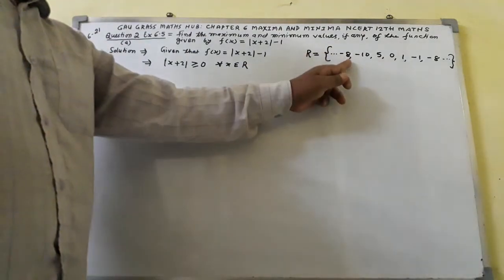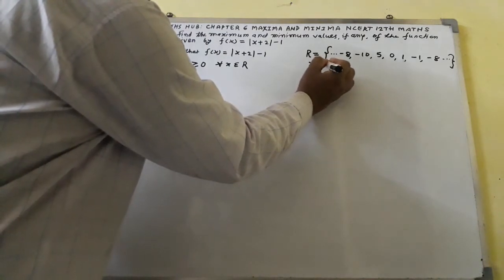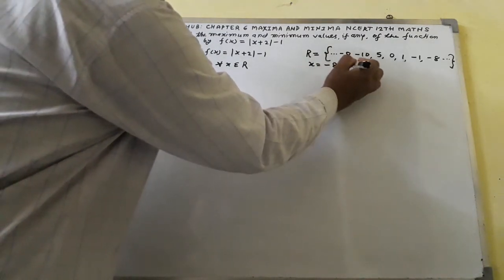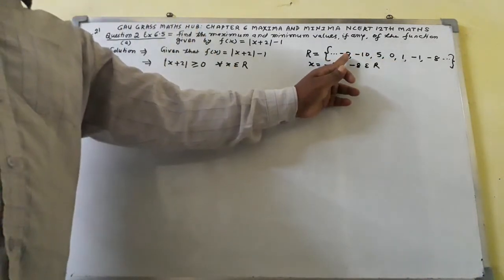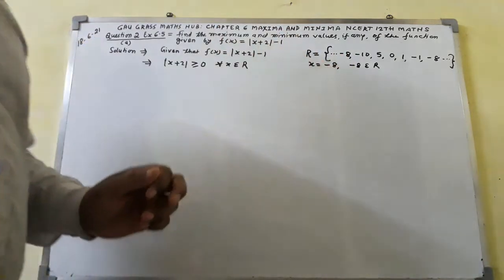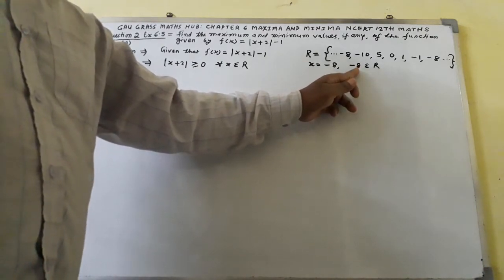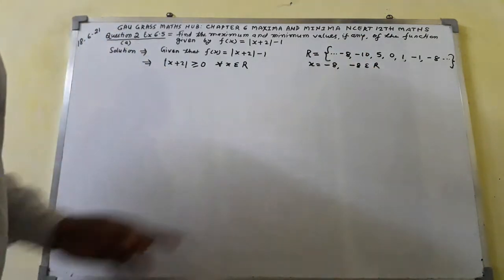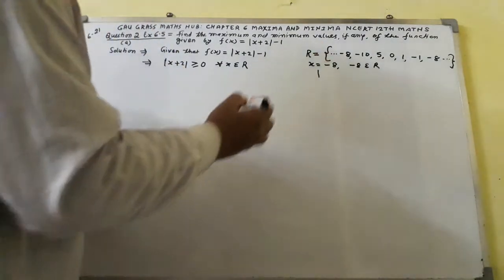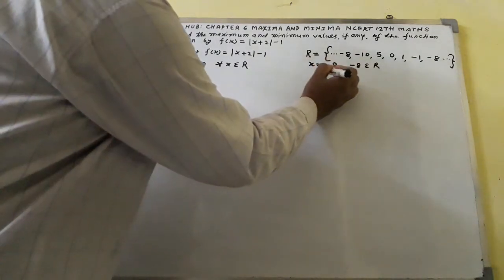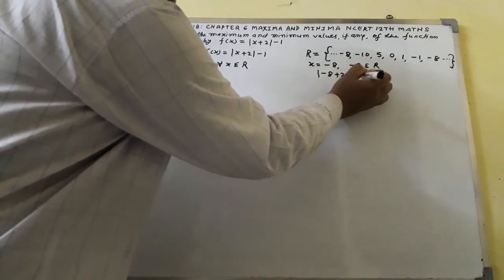If I take x equal to minus 8, then minus 8 belongs to the set of real numbers. Here you can see minus 8 is there in the set of real numbers. So if you write x equal to minus 8, minus 8 belongs to the set of real numbers. Now the mod value of x, here I shall write minus 8 plus 2, will always be greater than 0.